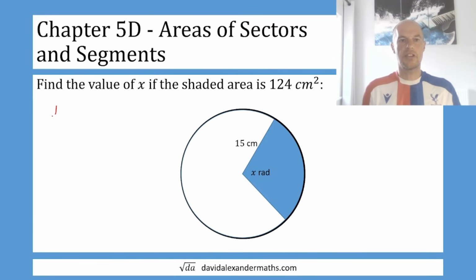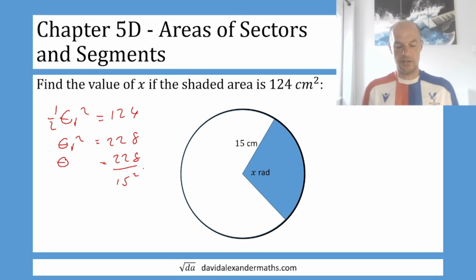Okay, here's another one. We know that half theta r squared is 124, so theta r squared is 248. So all we're doing is simply 248 divided by 15 squared, and we are getting our theta, or our x, as 1.013 recurring radians.